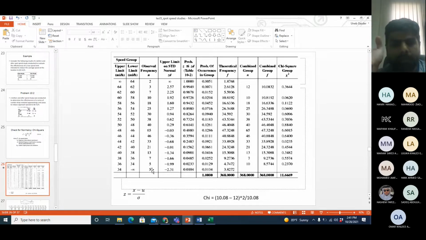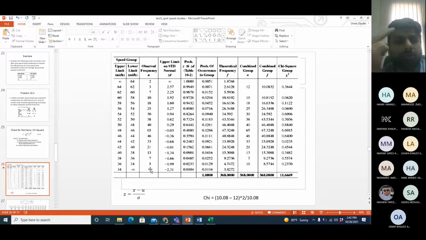Okay, so the groups with 0 observations at the start and end are removed. First change. Second change, look at the order of the speed groups. The order is now descending. There it was ascending, now it is descending. This is the second change.